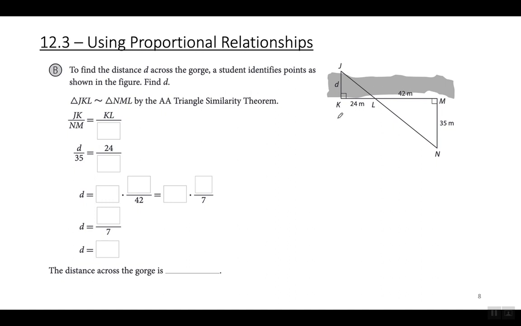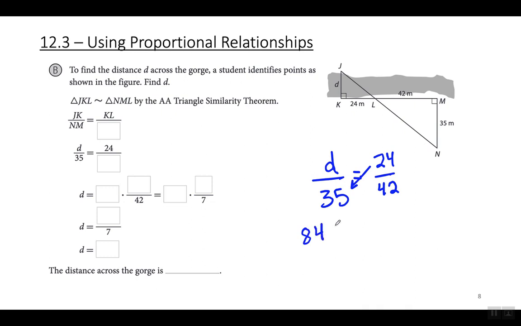All right, so the D goes with the 35. D over 35 is going to equal the 24 over 42. So now I'm going to multiply diagonally, and whatever that gives me, divide it by 42, and that'll give you your answer. Again, if you're on your calculator, just do 24 times 35 equals, and then divide by 42.